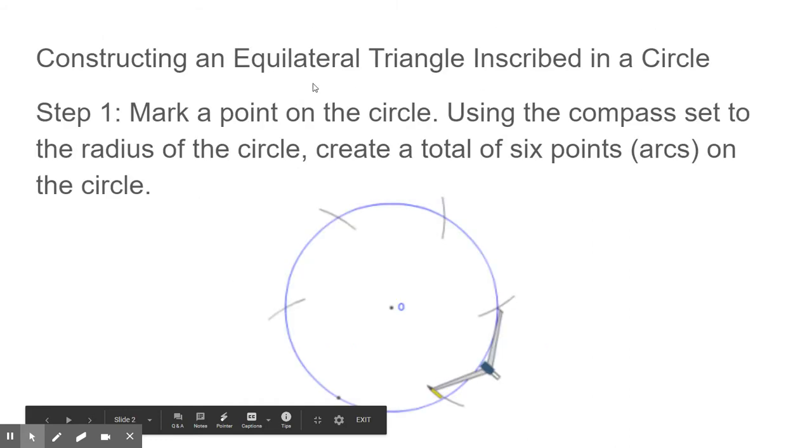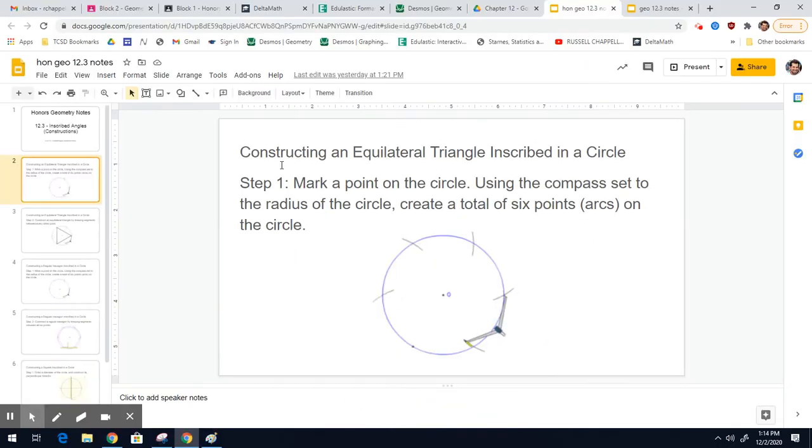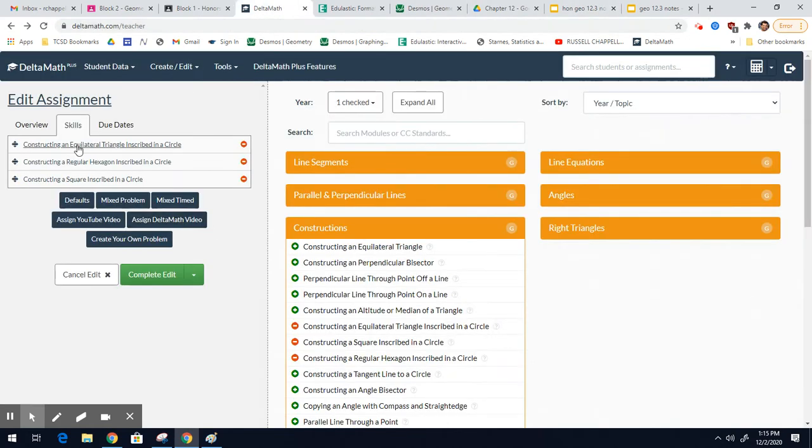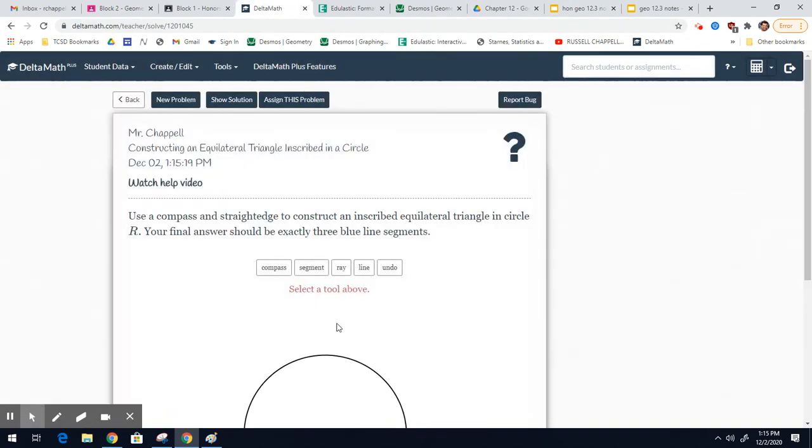So if you look here, let me do the construction of an equilateral triangle. So it's going to be 2 steps. So the first step says mark a point on the circle. Use the compass set to the radius of the circle and create a total of 6 points or arcs on the circle. So if we go to Delta Math, let's look at this construction.